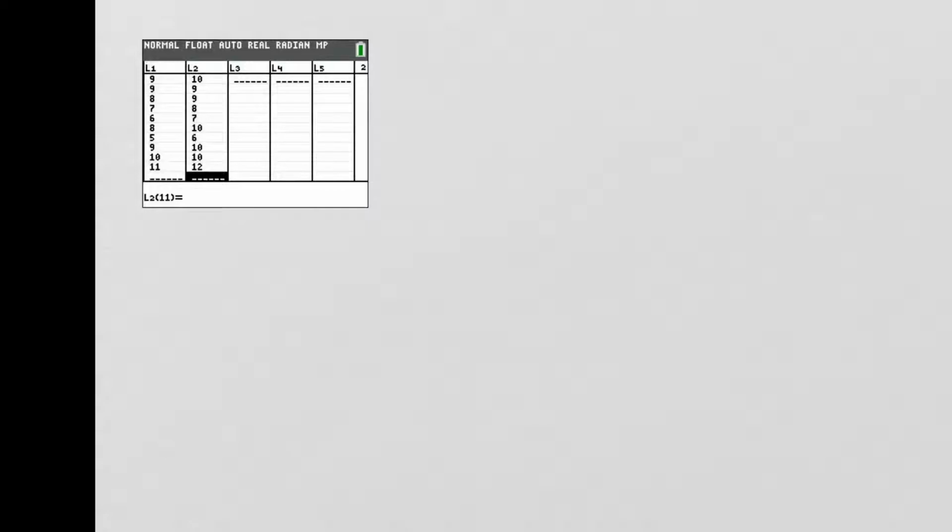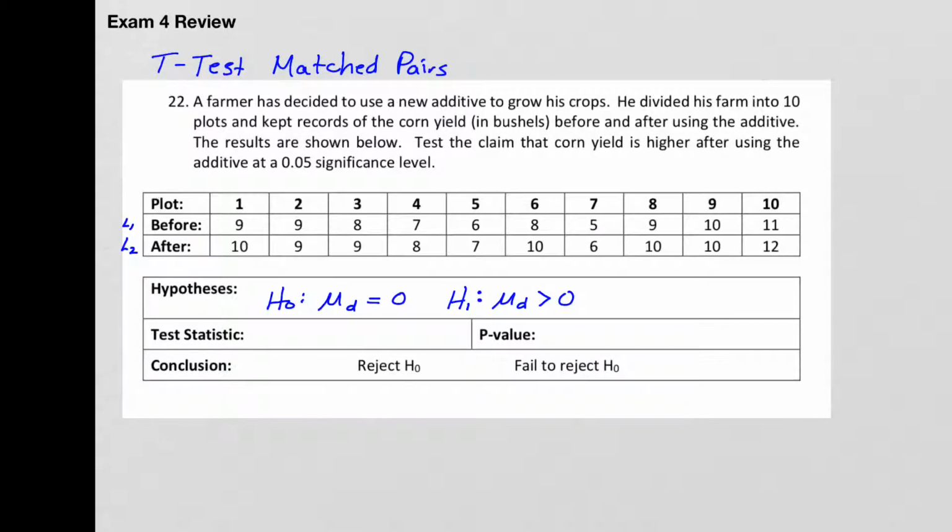Now, I'm not looking at the actual data to determine this. I go back, and it said that we're testing the claim that corn yield is higher after using the additive. So it's based on this, that the corn yield is higher after. That's what tells me that the after is larger. I don't look at the numbers at all when I'm figuring out which one is supposed to be bigger.